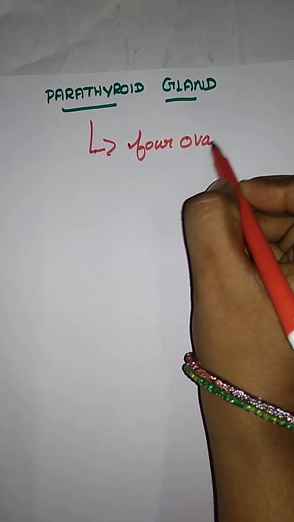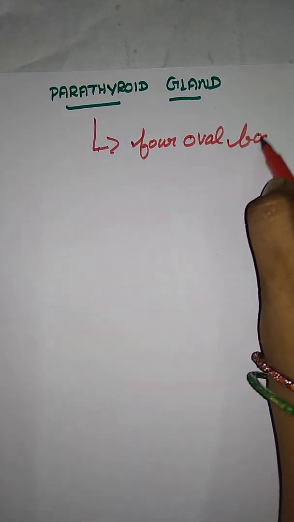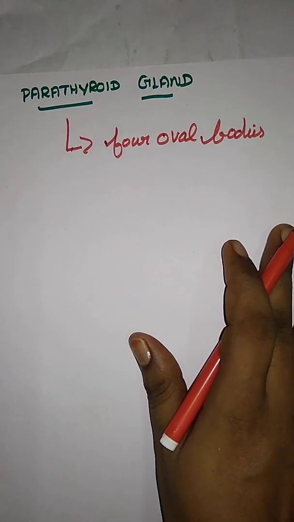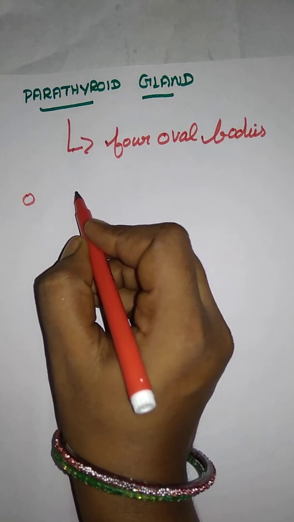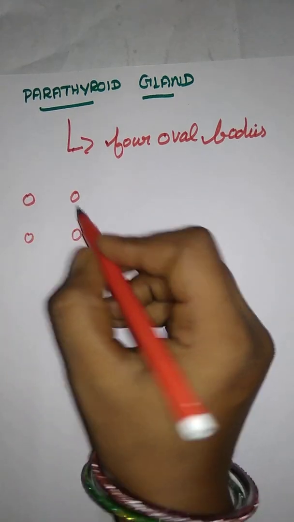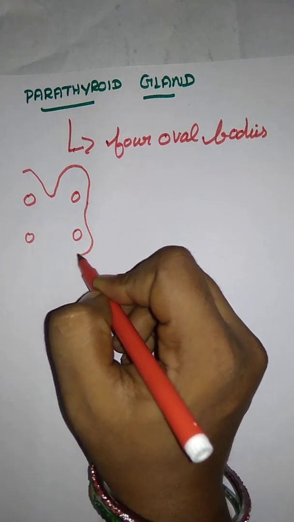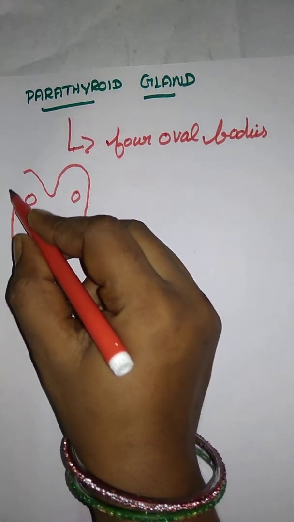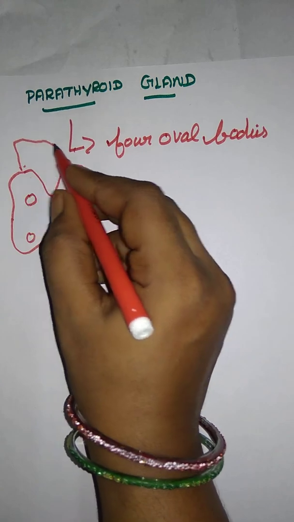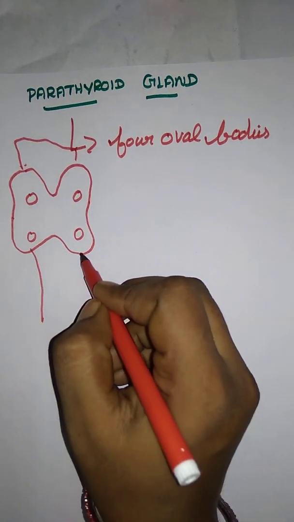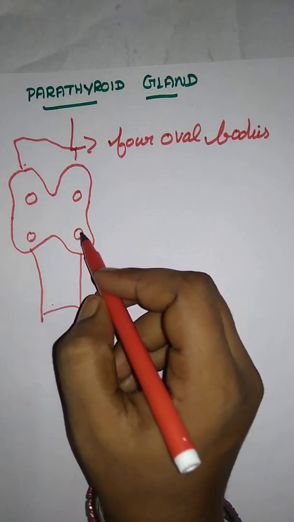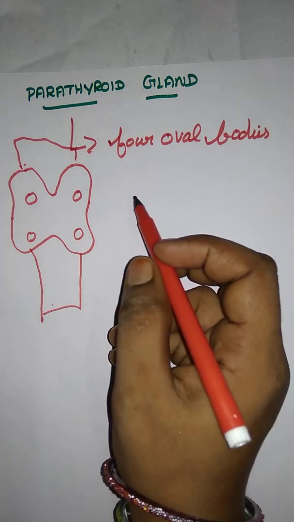Four oval bodies, just like this. Here, where it is present, we say the thyroid gland. So just imagine this is the thyroid gland, and this is the neck portion. This is the parathyroid gland, four oval bodies.